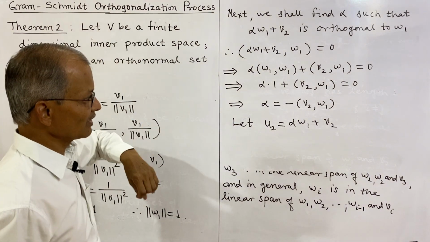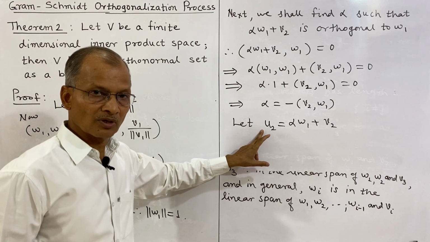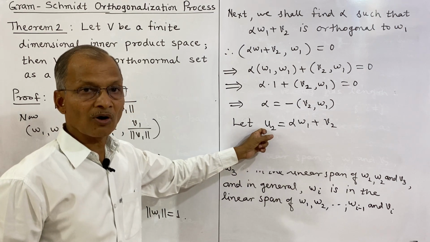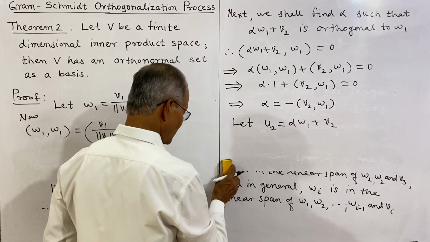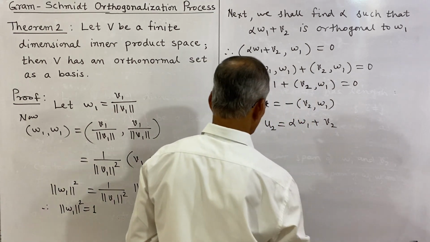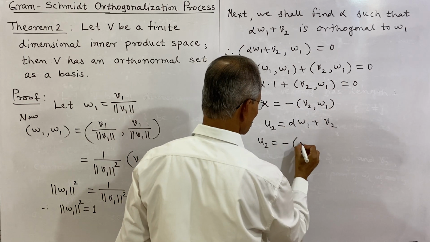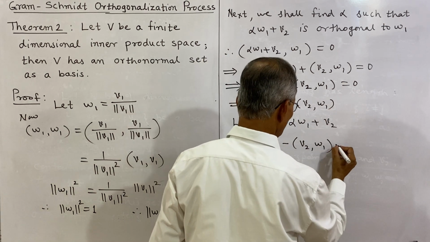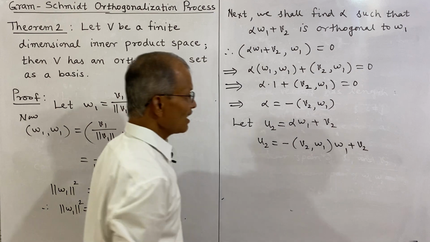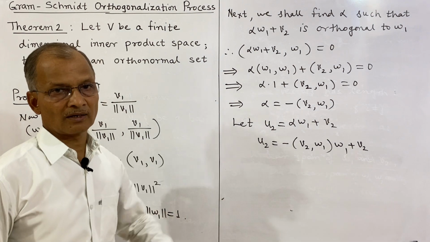V1, V2 are the basis that we have written. Now we are taking the vectors in the form of U notation. This is taken as U2, not U1, because this is to be considered for W2. And therefore what is the expression for U2? Putting the value of alpha, U2 is minus the inner product of V2 with W1 into W1, plus V2. Now we shall claim that this U2 is orthogonal to W1 and W2.